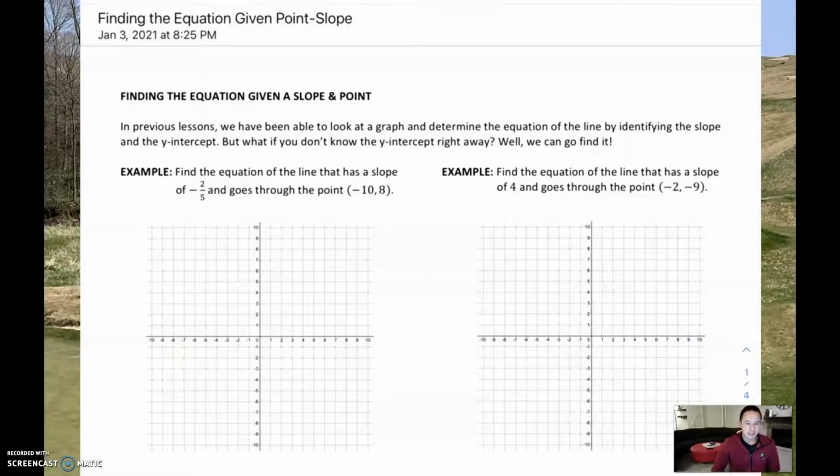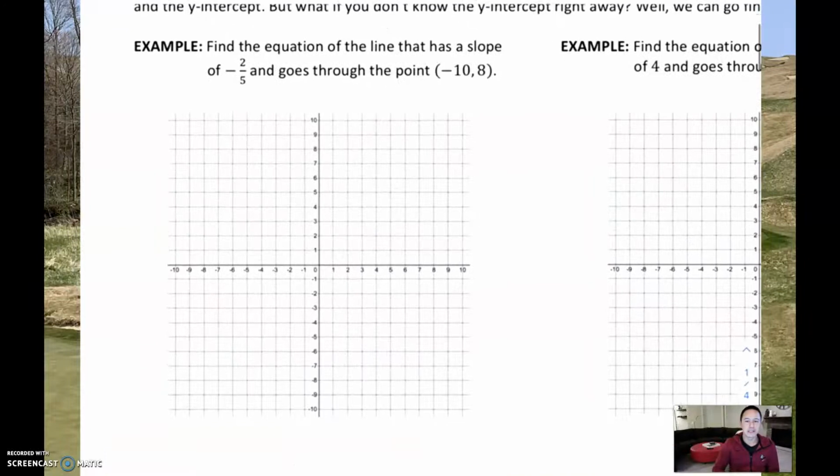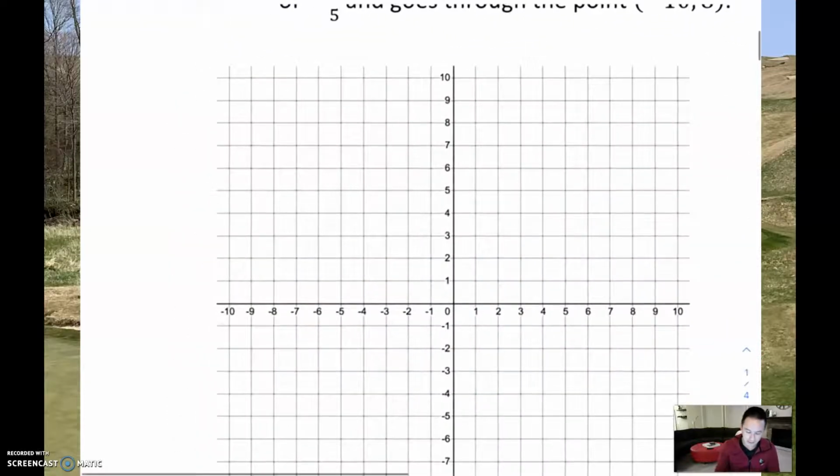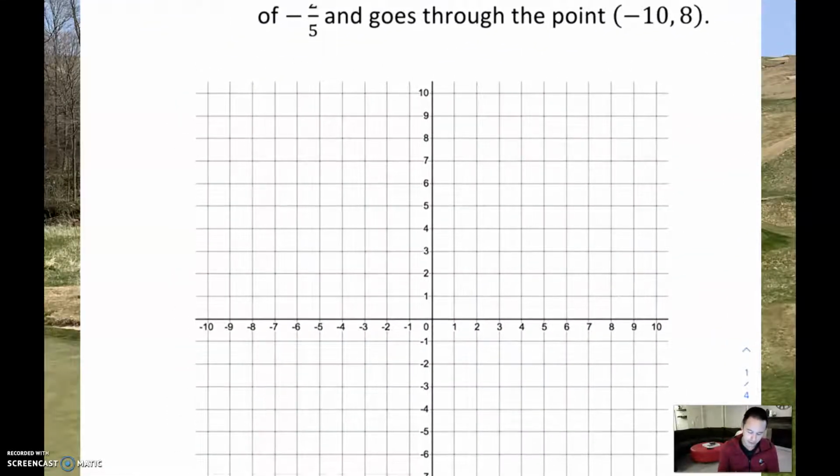First example says to find the equation of a line that has a slope of -2/5 and it goes through the point (-10, 8). So I want to put a dot at that point. -10 is the x coordinate, so we go left 10, and then 8 is the y coordinate. That's the point (-10, 8).